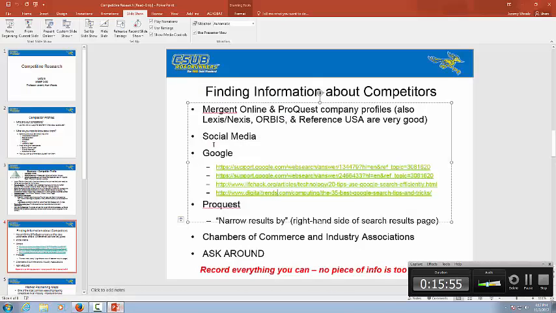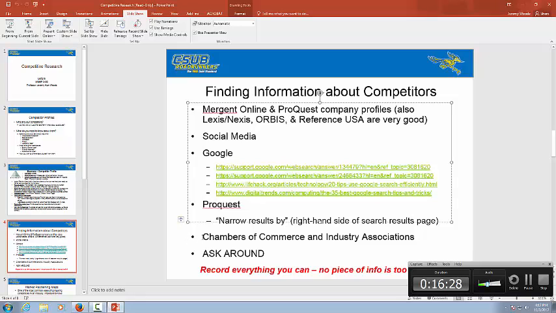So those are particularly good resources. ProQuest, like I said, is a good resource, especially because it has Experian credit report profiles of pretty much every company in the world. So you can at least find the Experian report on ProQuest and find out the number of employees that a competitor has, the basic revenues, the name of the owner, their website address, things like that.